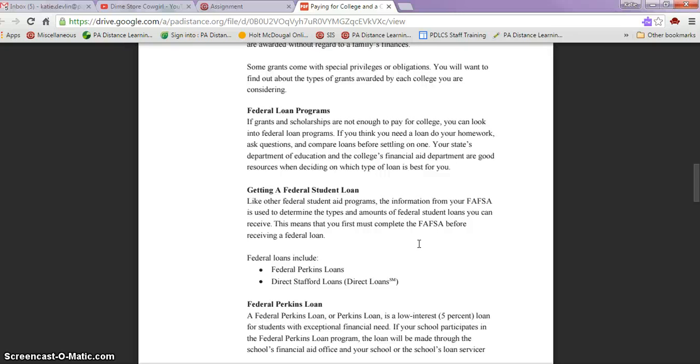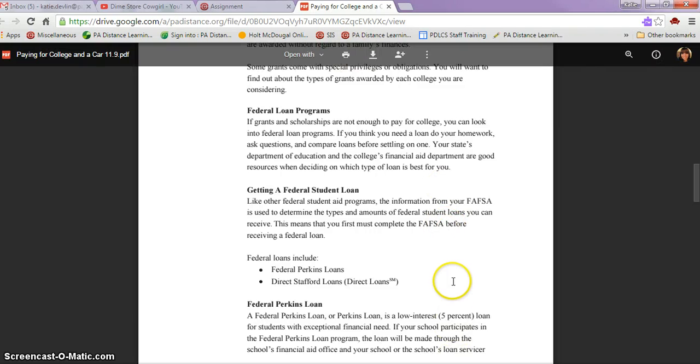Getting a federal student loan. Like other federal student aid programs, the information from your FAFSA is used to determine the types and amounts of federal student loans you can receive. This means that you must first complete the FAFSA before receiving a federal loan. Federal loans include federal Perkins loans, direct Stafford loans, and direct loans.